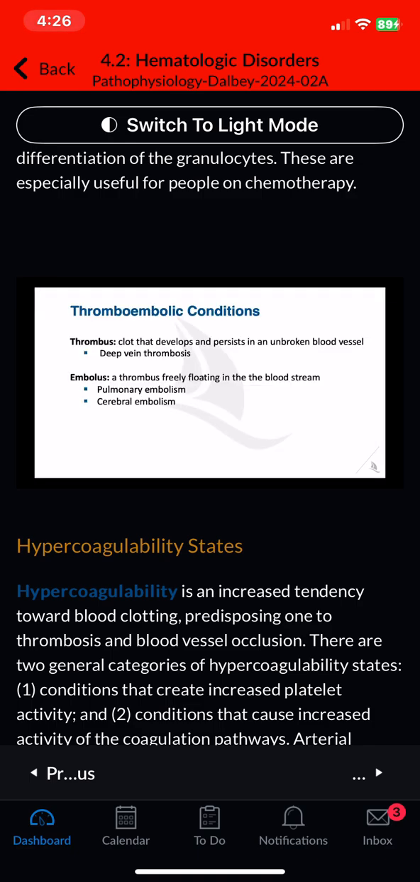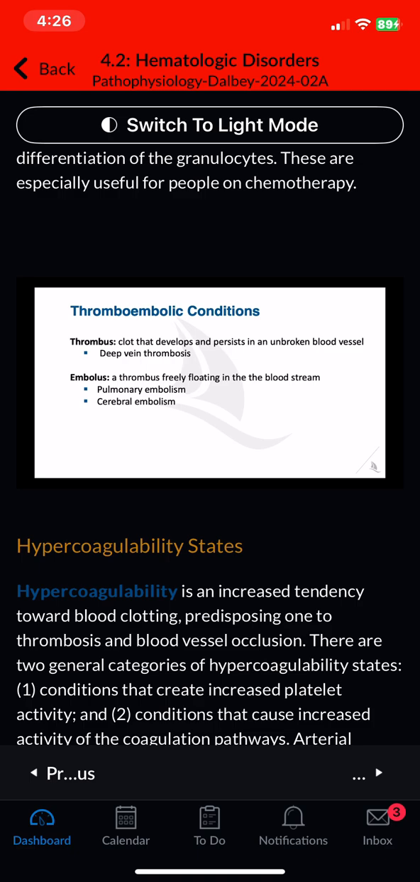When we discuss hypercoagulability, it's important to understand the vocabulary of thromboembolisms. A thrombus is a clot that develops and persists in an unbroken blood vessel. A thrombus is dangerous because it can block the circulation of blood, and that can lead to tissue death. A common type of thrombus is called deep vein thrombosis, or you'll see that abbreviated sometimes DVT, and that generally occurs in the legs.